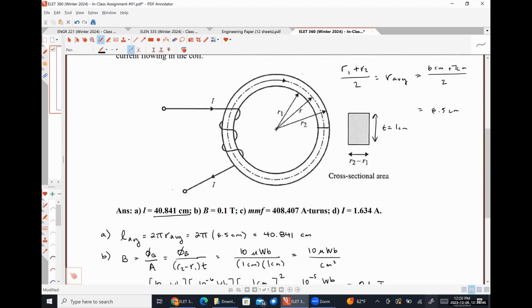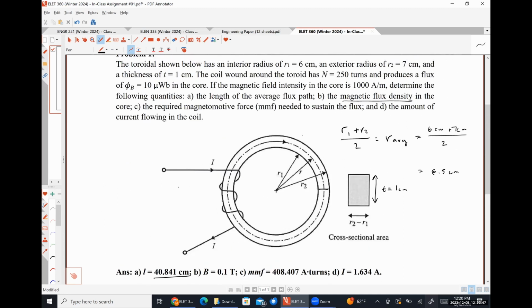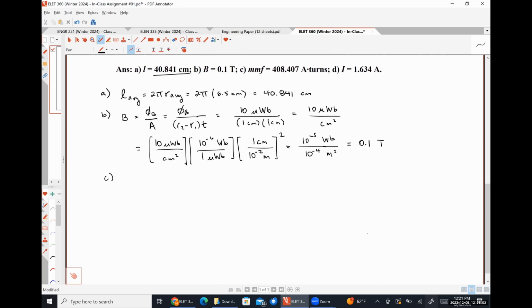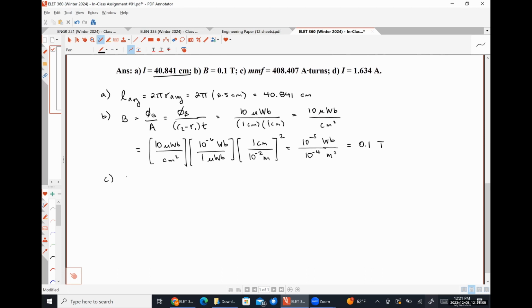For part C, we are asked to determine the required magnetomotive force, or MMF, needed to sustain our flux, right? So our magnetomotive force is N times I, the number of turns times the current flowing into a turn. We definitely have N, but we don't yet have I. In fact, finding I is actually part D of this problem.